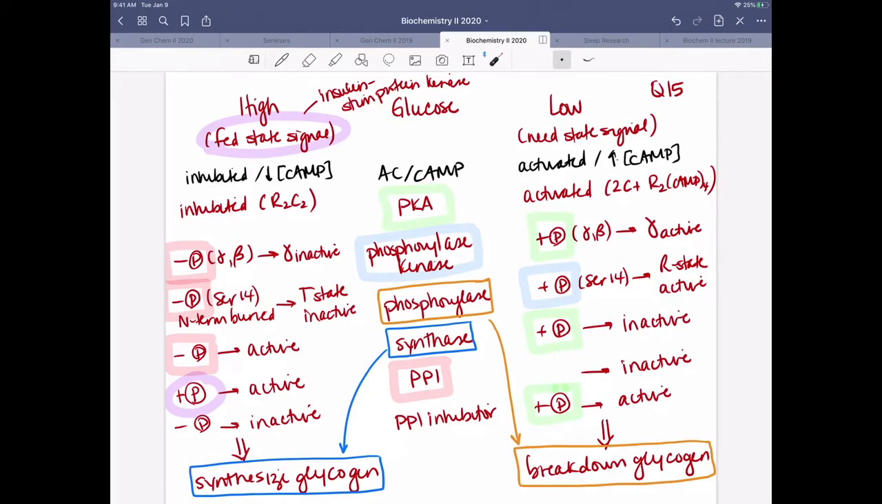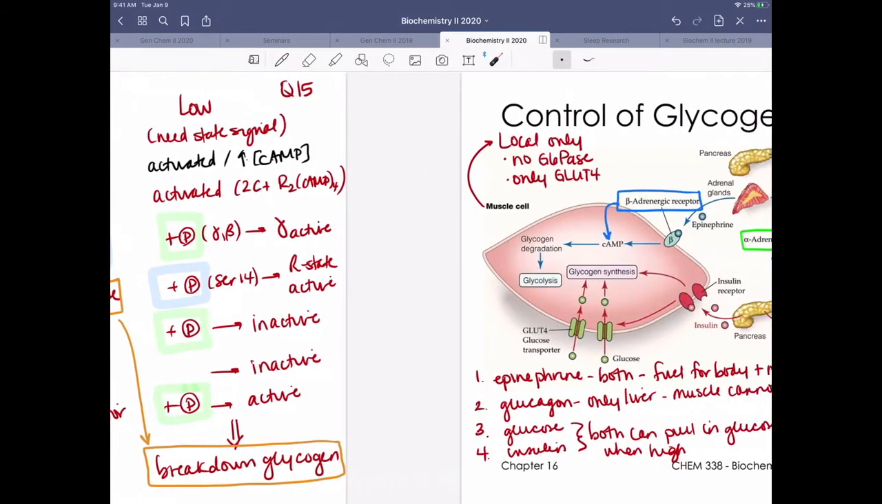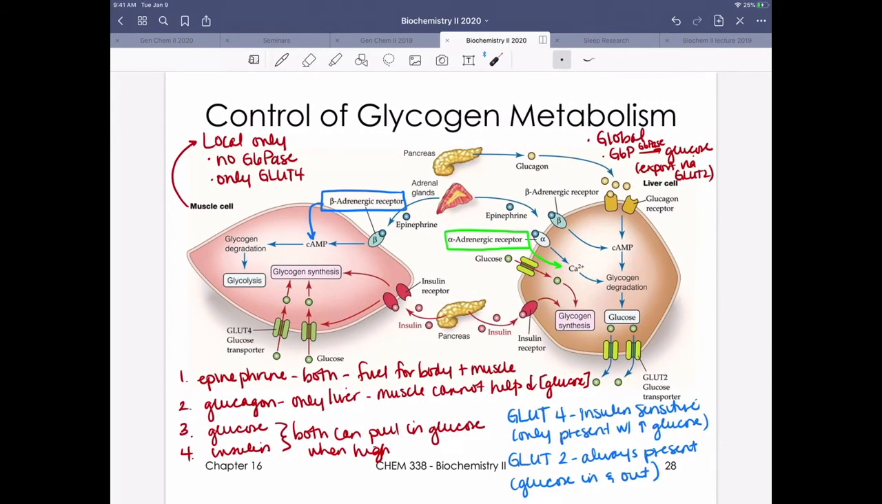All right, so lots of details there on the specific enzyme players in this cascade. The other thing that's really important is to think about how this is differentially regulated depending on the tissue type that we have. So we've got muscle cells, and then we've got liver cells.